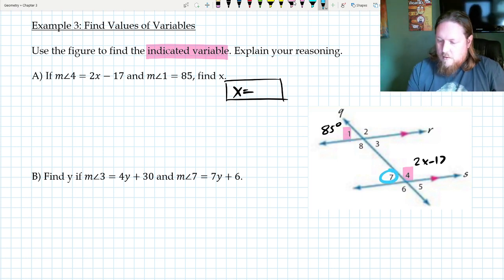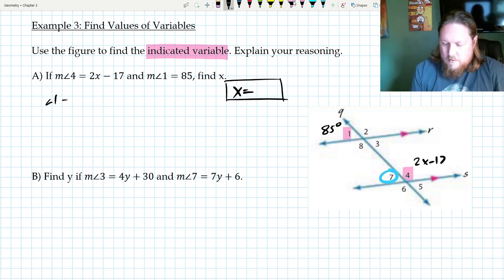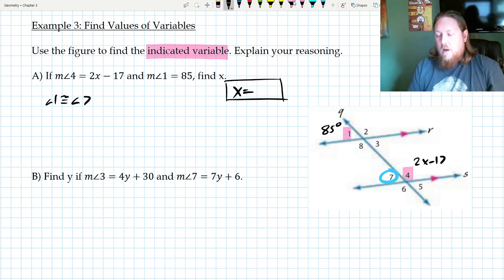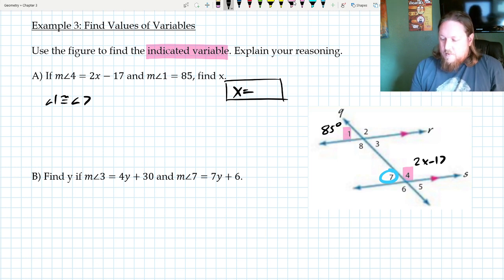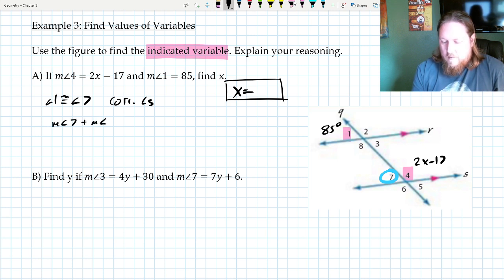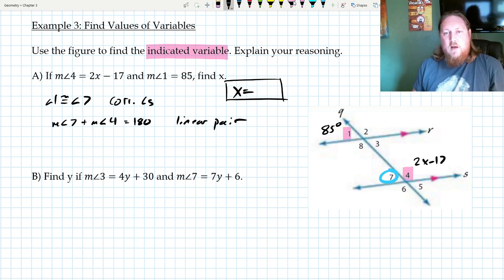So that tells me angle 1 is congruent to angle 7, which is nice because angle 7 and 4 are right next to each other. So I'm going to say that that's corresponding angles. So that's me explaining my reasoning. And now that I know that those two things are congruent, I know that the measure of angle 7 plus the measure of angle 4 should add up to be 180 because they form a linear pair. So now I've justified that argument there.